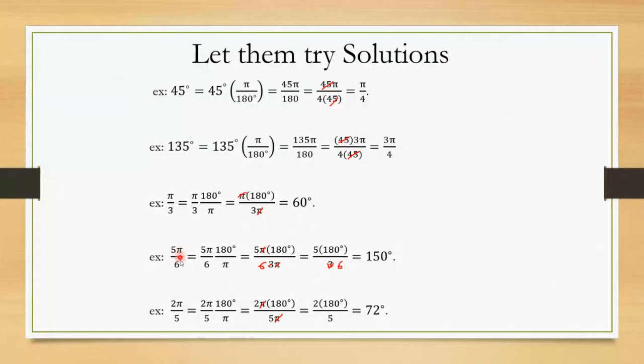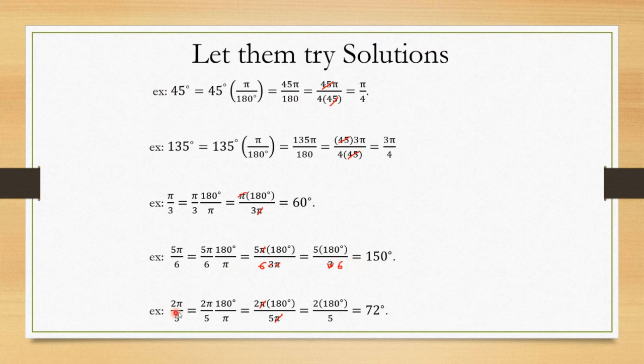Next one, 5 pi over 6, same idea. We multiply, like so. The pi's cancel. This should be a 6. I think I copied this down here when I was making my lecture notes, and I forgot to make this into a 6. I'm sorry about that. When you multiply like so, the pi's cancel. We get 5 times 180 degrees over 6, and if you do that, you get 150 degrees.